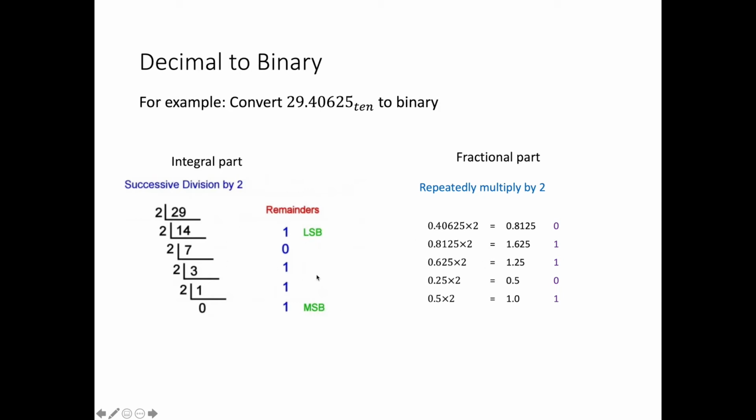After we do that, we can convert this decimal number to a binary number. So 29 is converted to 11101 because according to this calculation here, 29 is equivalent to 11101. Start from the bottom to the top. And this fractional part is translated to 0.1101, and we start from the top to the bottom.